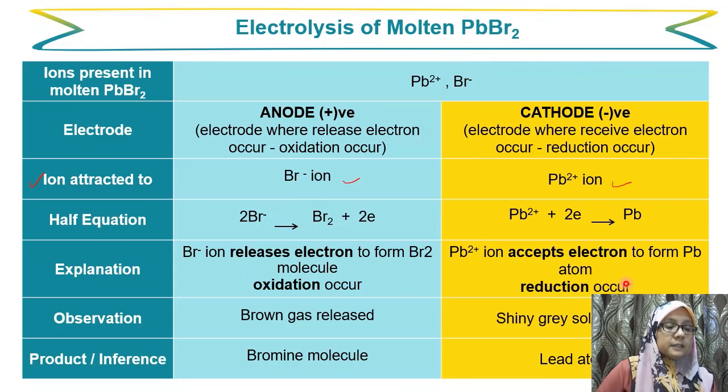Apa observation yang kita akan nampak bila bromine molecule terhasil? Brown gas released. So, bila ada brown gas released, inference kita adalah bromine molecule is formed. Dekat cathode pula akan nampak shiny grey solid deposited. Kenapa shiny grey? Sebab lead adalah metal atom. So, inference dia adalah lead atom is formed.